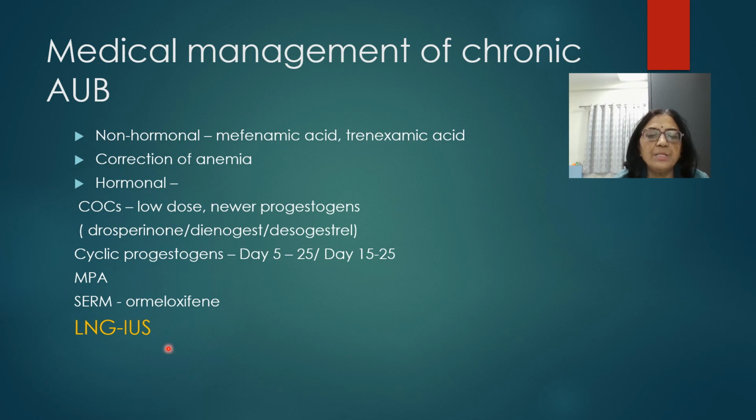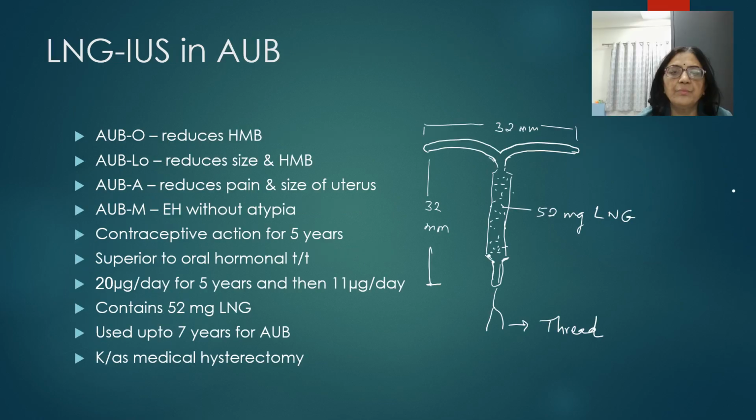LNG-IUS has a special place in patients of AUB. It is very effective. It reduces heavy menstrual bleeding whenever ovulatory dysfunction or anovulation is the cause. It reduces the size of leiomyoma as well as heavy menstrual bleeding in AUB-L, especially when the leiomyoma is not a submucous one. O is other, that is other than submucous. In adenomyosis, there is strong emerging evidence that LNG-IUS reduces pain, that is dysmenorrhea associated with adenomyosis, and also reduces the size of the uterus.